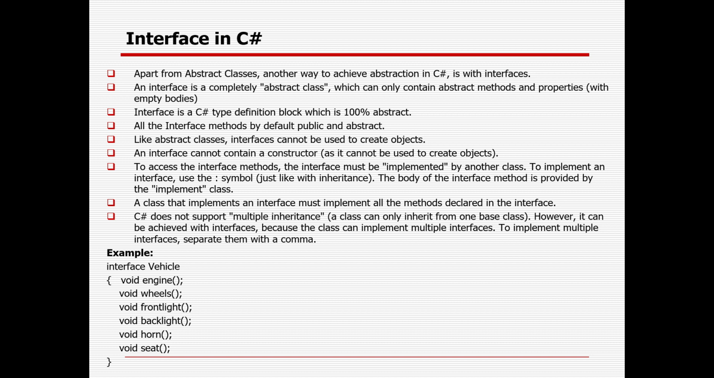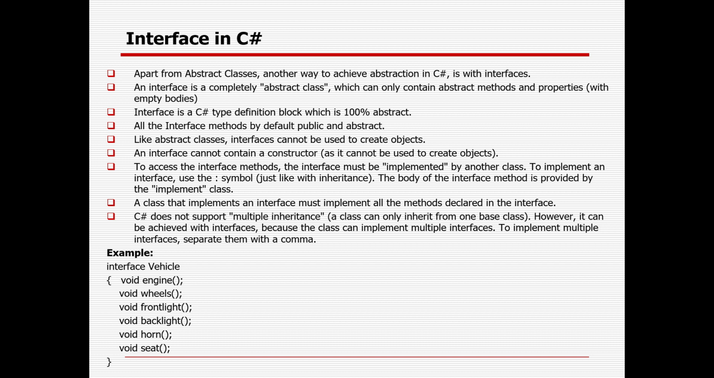To access the interface methods, the interface must be implemented by another class. To implement an interface, you use the colon symbol, just like with inheritance. The body of the interface method is provided by the implementing class. A class that implements an interface must implement all the methods declared in the interface.